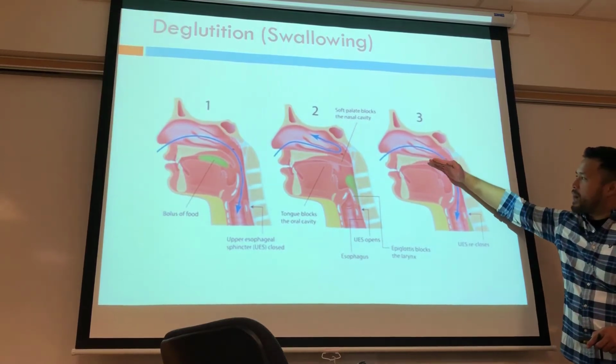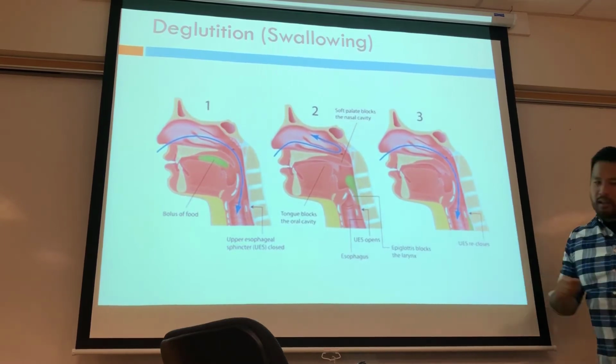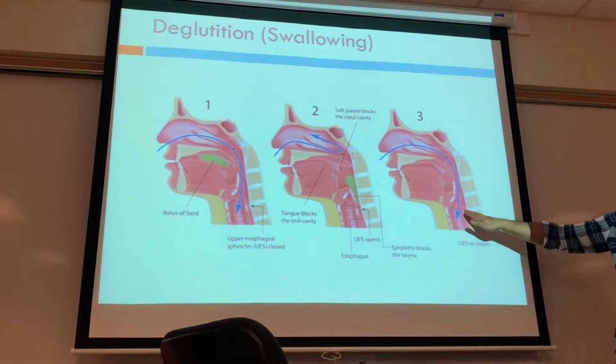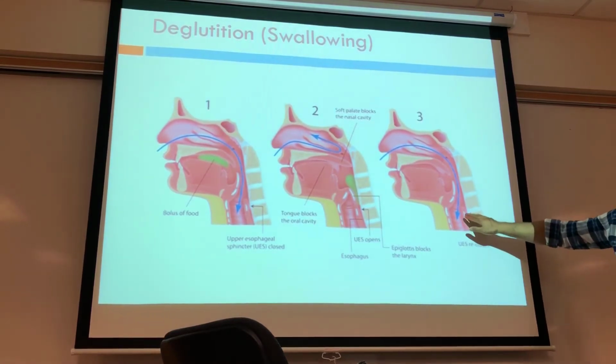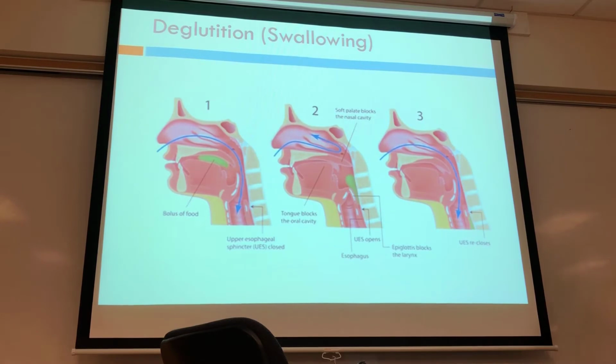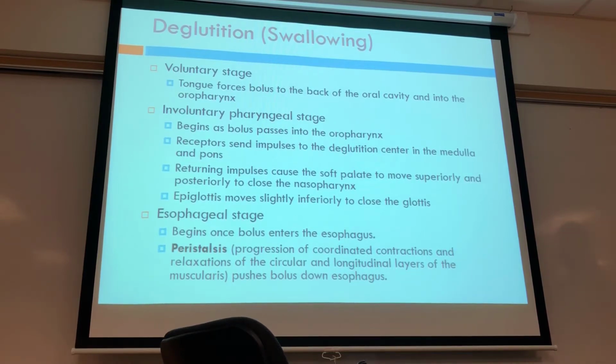The soft palate moves back down, the epiglottis moves back up, and the sphincter closes right back up to prevent anything moving down the esophagus that shouldn't be. So breaking down these different phases, the very first phase, the voluntary phase, the act of swallowing, is under voluntary control. You control when you initially swallow.